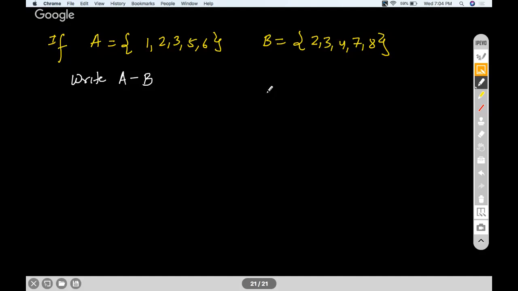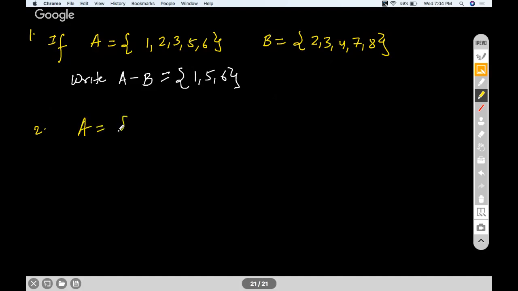Done. Yes. So basically, from A, remove the elements which are also there in B. So 2 and 3 are in B. So your answer will be 1, 5, 6. Okay. Easy one. Let's take another question.